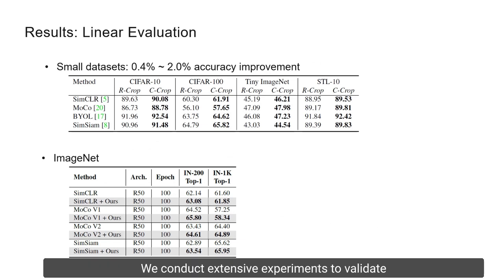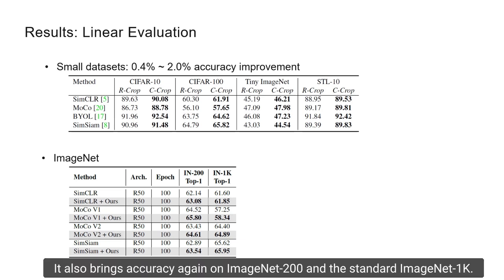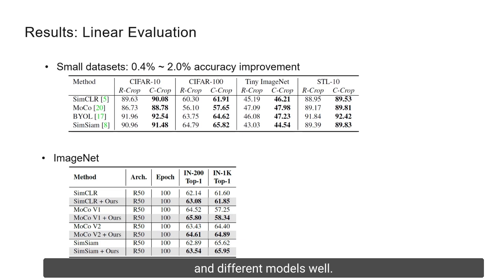We conduct extensive experiments to validate the effectiveness of contrastive crop. We first show the linear evaluation results. Contrastive crop achieves 0.4 to 2% accuracy improvement on small datasets with different contrastive learning models. It also brings accuracy gain on ImageNet-200 and the standard ImageNet-1K. This shows that contrastive crop could apply to different datasets and different models well.